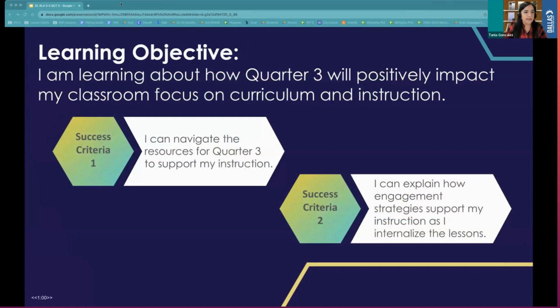Okay, we have our learning objectives for today. I am learning about how quarter 3 will positively impact my classroom, focusing on curriculum and instruction. We will navigate the resources for quarter 3, and part 2 will be exploring the resources or engagement strategies that we can use to support our instruction.